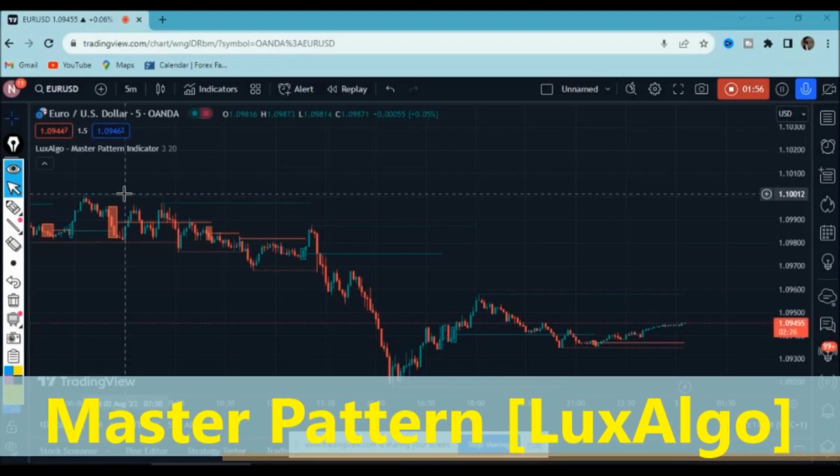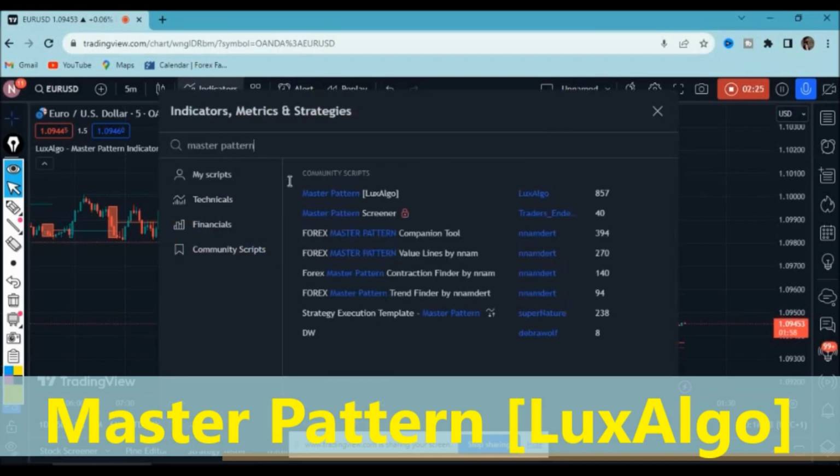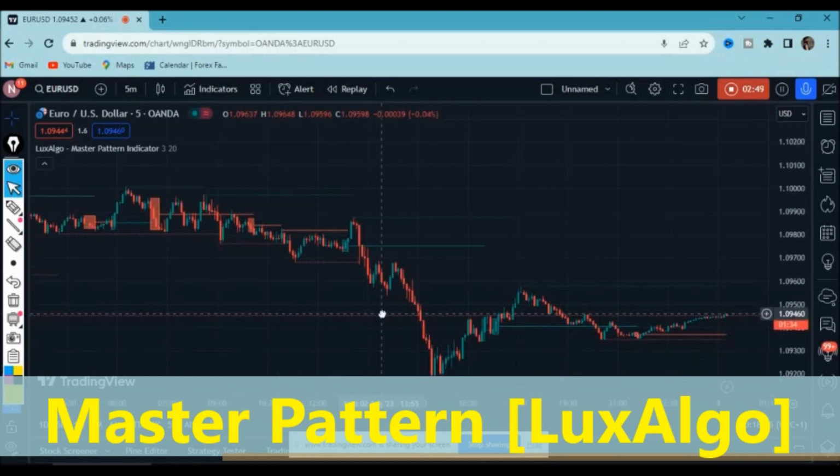Okay, so guys, to add the indicator on your chart, you're just going to click on the indicators tab, and once you click on it, you type Master Pattern LuxAlgo. It's a very brand new indicator. You can see only 857 traders have started it on their chart. So you click on it, and this is how it's going to appear on your chart.